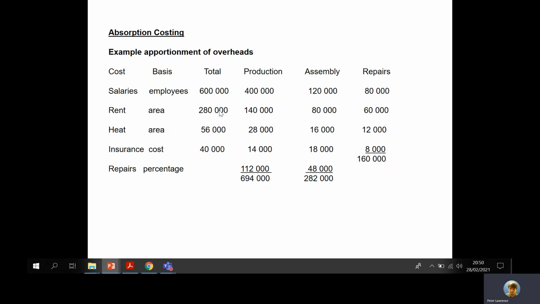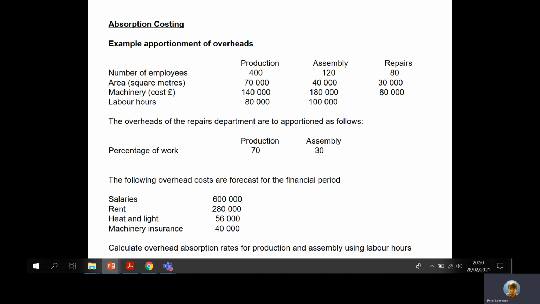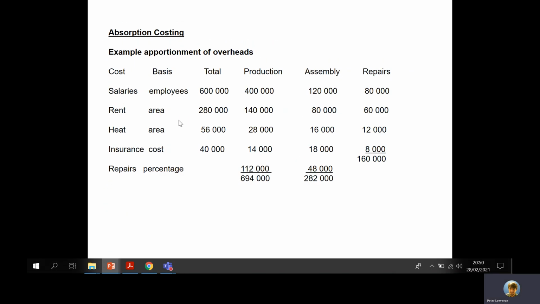For the rent, it was 280,000. We're going to do that on floor area. Again, I'm just going to go back a slide. So 70,000, 40,000, 30,000 is the area that each department takes up. So 70, 110, 140, right? 140, right? So therefore, we can split that. We can split the 280, 70, 40, 30, which gives us 140, 80, 60. So we use the basis of apportionment as the ratio to split up the total overhead.